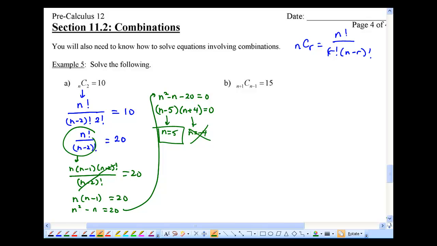Okay, I'm going to ask you to try B on your own. It's very similar to A. So do that, then come back when you're done, and then I'll show you C.